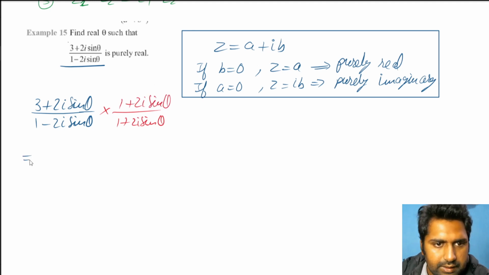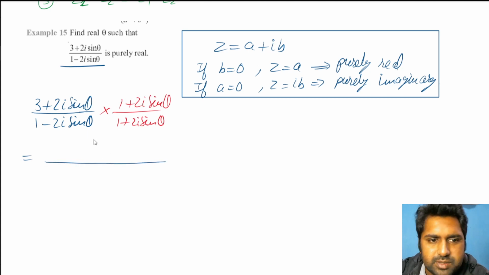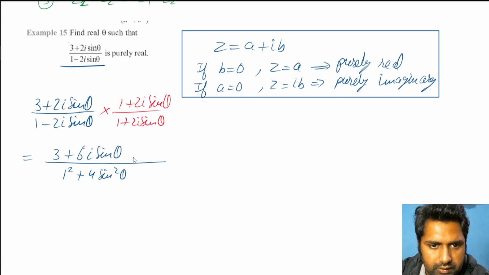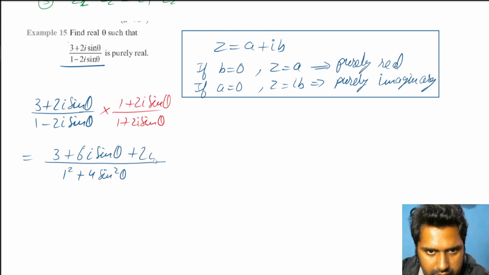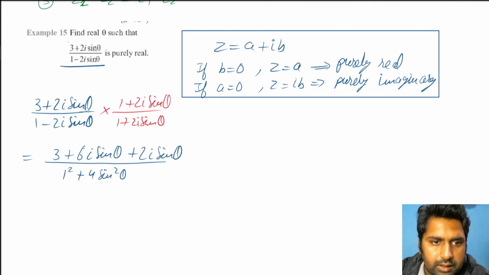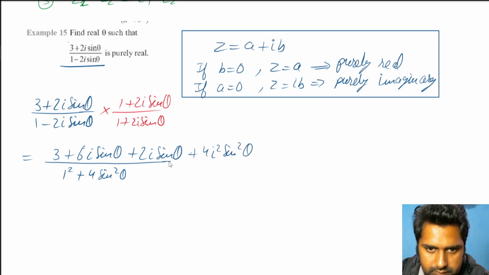Okay, let's multiply. Denominator is very simple, a square minus b square, so 1 square minus 2 square is 4, iota square is minus 1, so change the sign, and sine square theta. Multiplying numerator, we have to multiply through basics. So 3 multiplied by 1, then 3 multiplied by this 2 iota sine theta, that is 6 iota sine theta. Then multiply 2 iota sine theta with 1, so 2 iota sine theta again, and then multiply with this. So 2 iota becomes 4 iota square sine square theta. Basic multiplication.